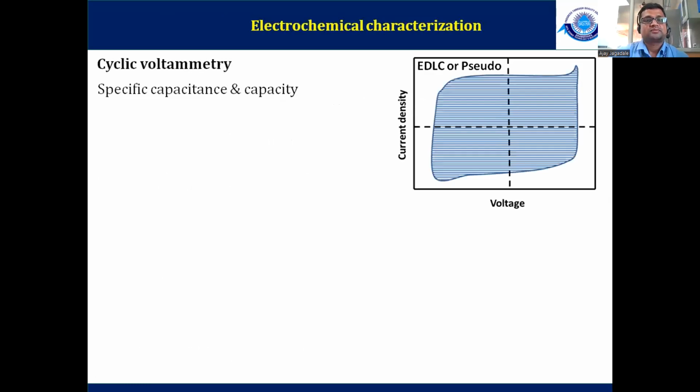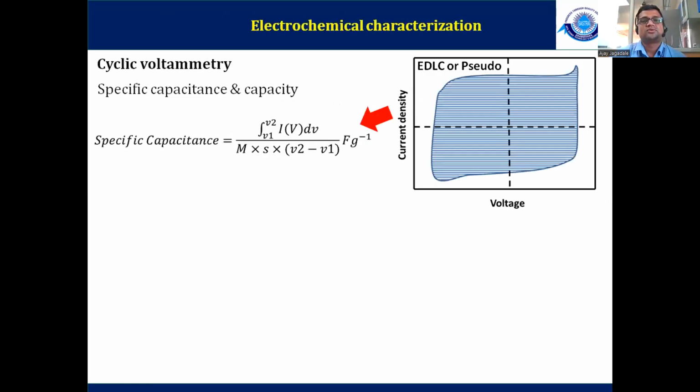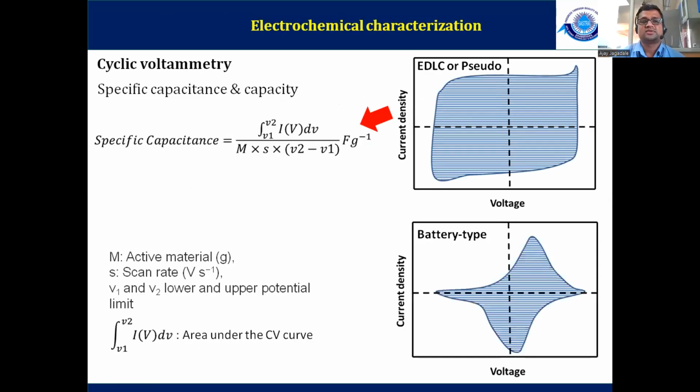Okay, so cyclic voltammogram-wise, there are some differences. If you see EDLC and pseudo capacitive, their cyclic voltammograms are rectangular in shape, but in the case of a battery type electrode, you can observe two oxidation and reduction peaks distinctly. So there are different formulae. If your cyclic voltammogram is rectangular or close to rectangular in shape, you can consider that material as a pseudo capacitive electrode material.